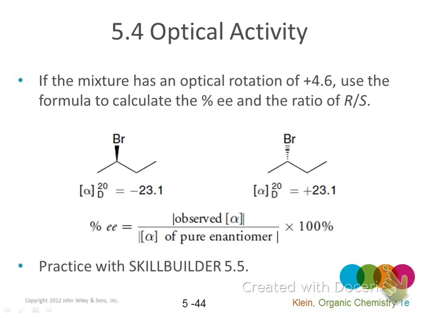So to do it, 50% plus or minus the EE divided by 2. And that gives you the values. So you take the enantiomeric excess, which you get from here, divide it by 2, and you add it to 50 and subtract it from 50. And that tells you what each enantiomer is.